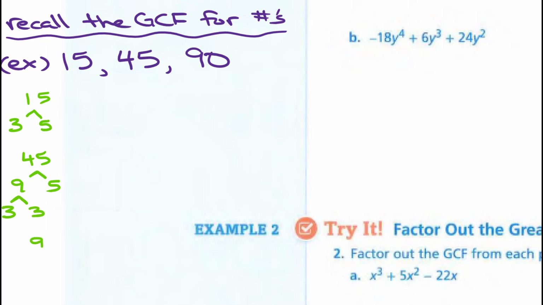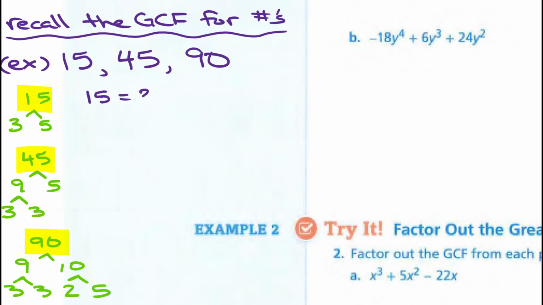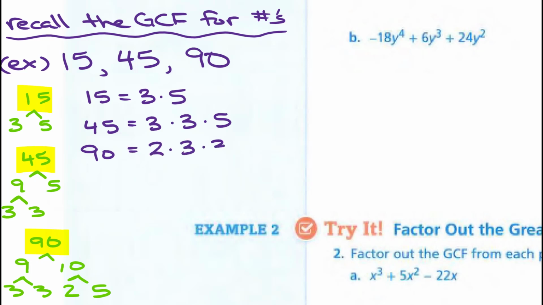And then last, my 90. 90, I could do 9 times 10, 9 is my 3 times 3, and 10 is my 2 times 5. And so we have our three numbers, the 15, 45, and 90. If we write these out, our 15 is equal to 3 times 5, 45 is equal to 3 times 3 times 5, and then our 90 is equal to 2 times 3 times 3 times 5. This is multiplication, so you really could write this in any order.